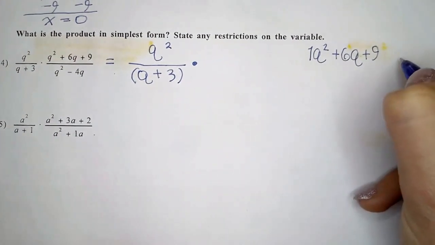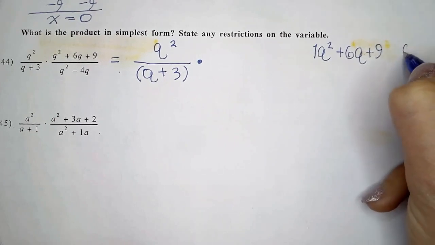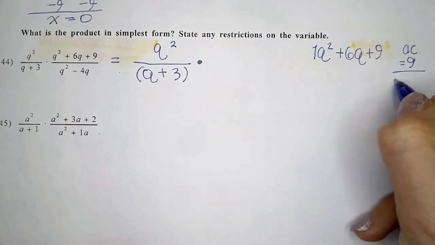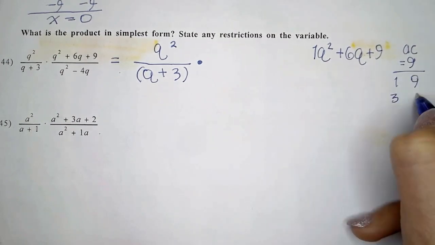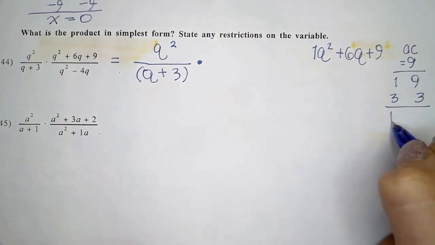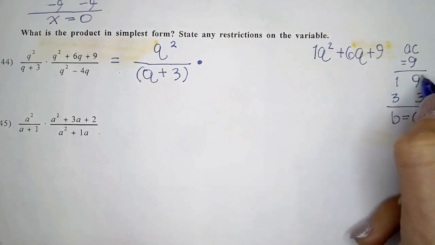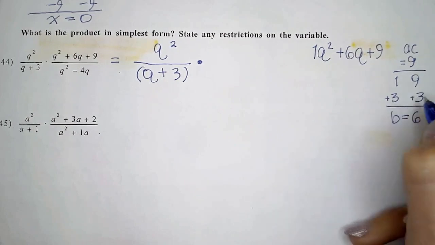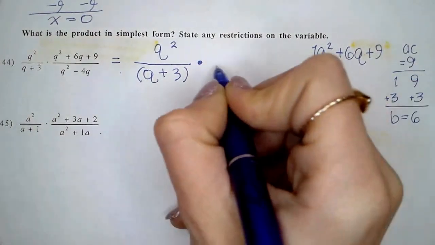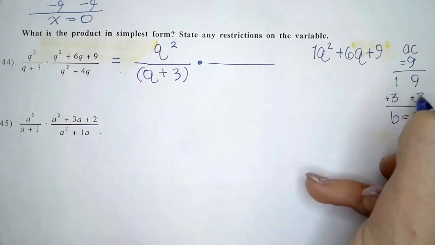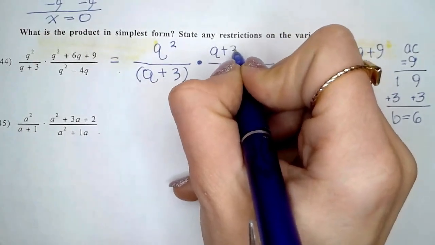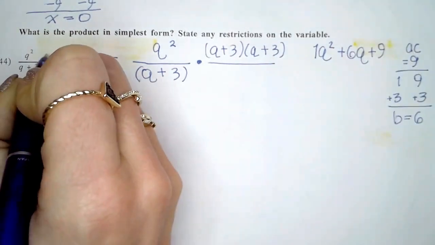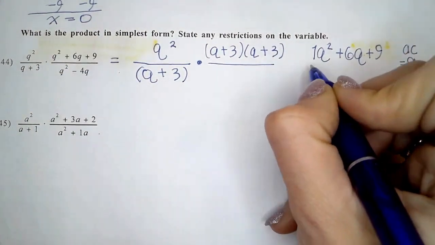AC method. I'm just going to scoot this over a little. We'll do AC, and we get 1 times 9, which is 9. What are the factors? We get 1 and 9, and we have 3 and 3. And we say B for but what? We need the numbers that multiply to give me 9, but add to give me 6. That'll be plus 3 and plus 3. If you know the shortcut, I'm just going to show that over here, that really you're using those numbers to get q plus 3 and q plus 3. And the shortcut only works when the coefficient in front of q squared is 1. If not, you don't want to risk it.